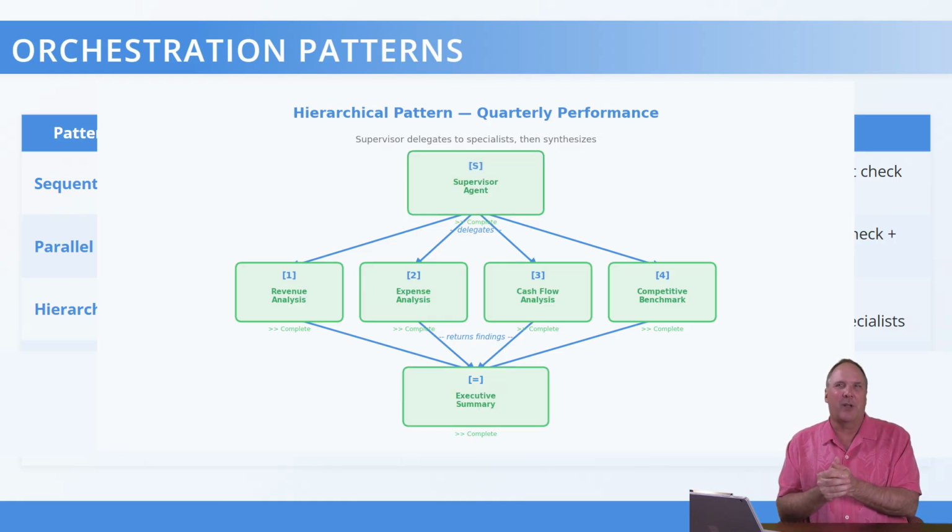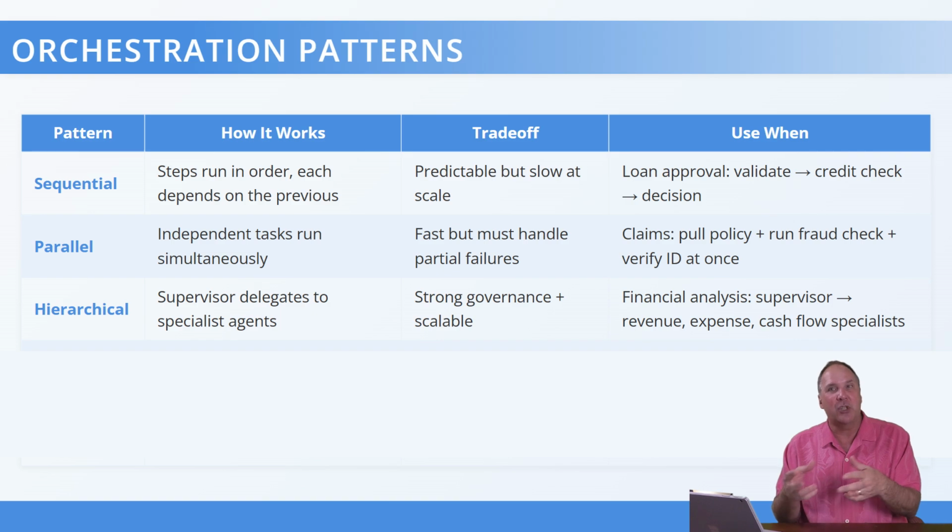Hierarchical is excellent for complex domains because you can add specialists without changing the supervisor. And governance is strong because the supervisor controls what gets delegated and what is returned.